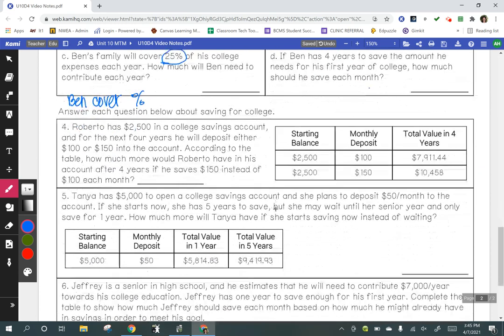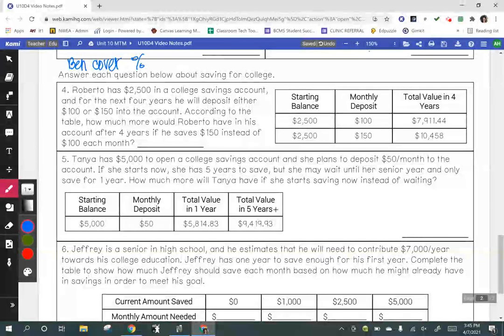All right, let's look at just some regular questions. That was a very step-by-step way of thinking about it over the course of several different questions. But let's look at just one single question. It says, Roberto has $2,500 in a college savings account. And for the next 4 years, he will deposit either 100 or 150 into the account. According to the table, how much more would Roberto have in his account after 4 years if he saves $150 instead of $100 each month?